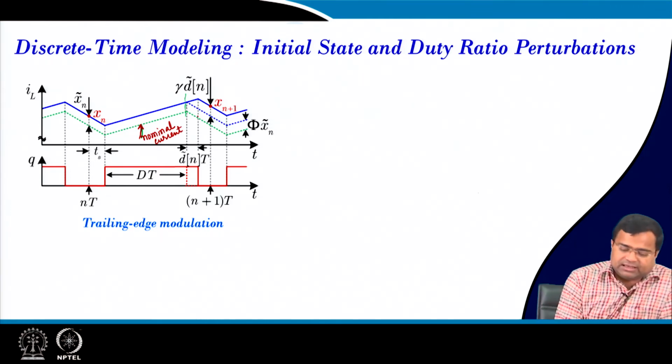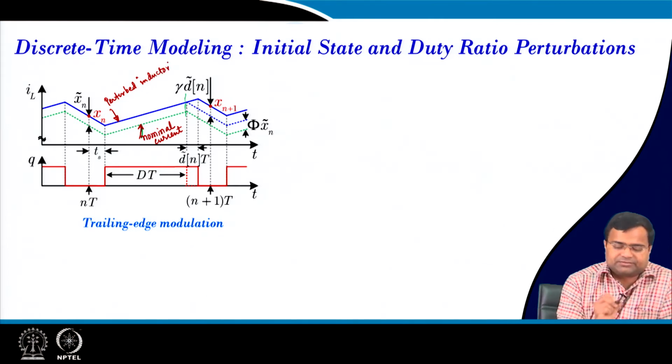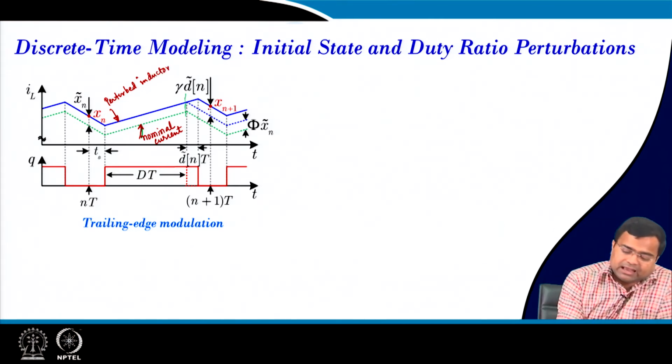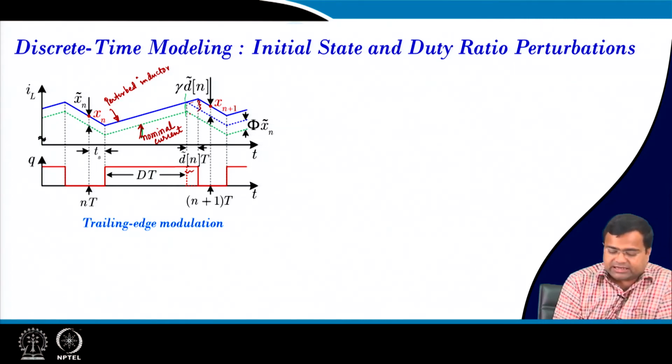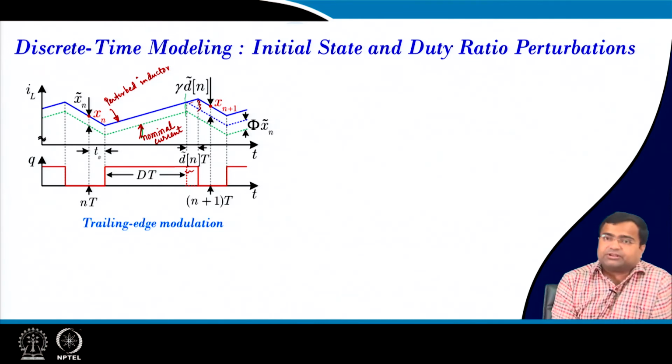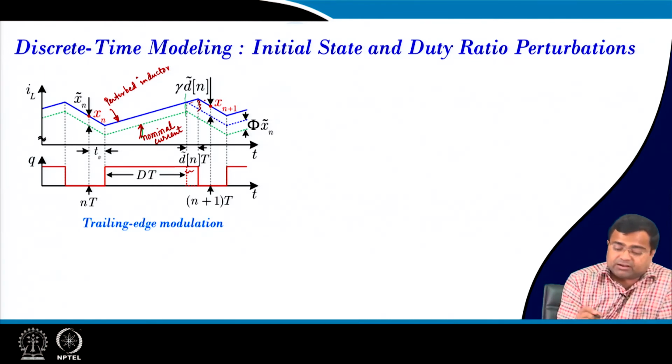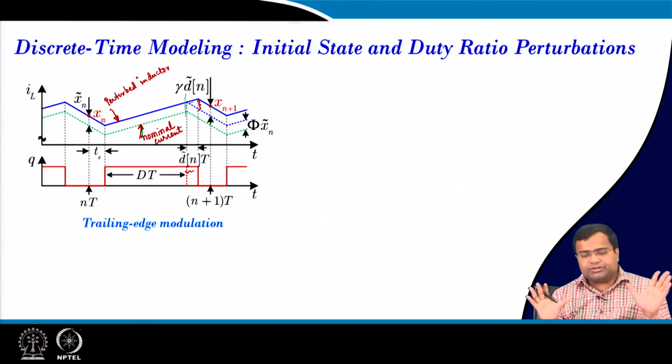And the first thing, if we apply an initial condition perturbation, this solid line indicates the perturbed inductor current after perturbation, and here we are applying a duty ratio perturbation. So, it will also get perturbed, and this will introduce an additional state perturbation which will propagate through the rest of the duration. So, this perturbation is due to the perturbation in the duty ratio.